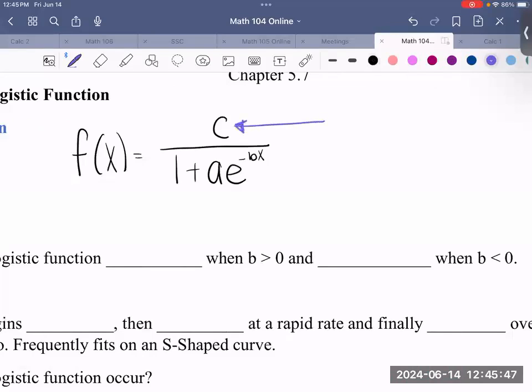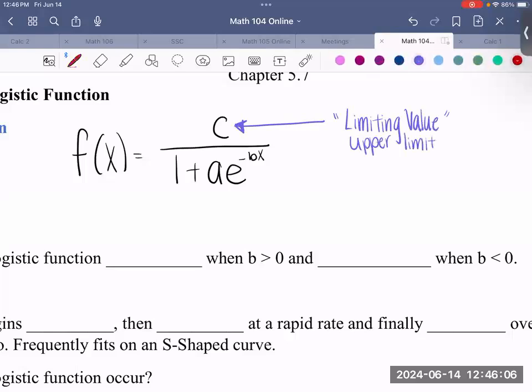So this C is super important because this is called your limiting value. It's your upper limit, which means you cannot go above this number, right? The upper limit is the highest possible number that you can be. So limit being you can't go past this value. You cannot exceed this value.